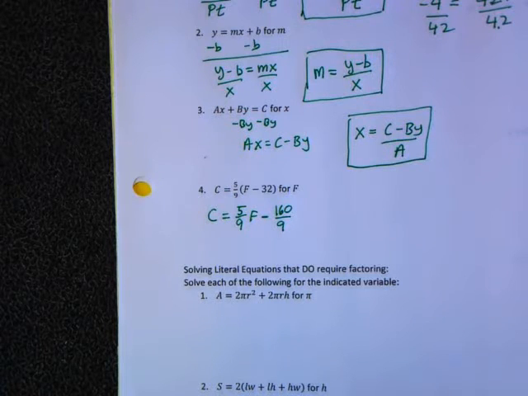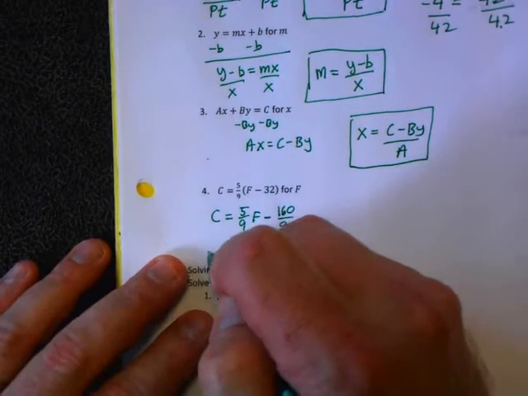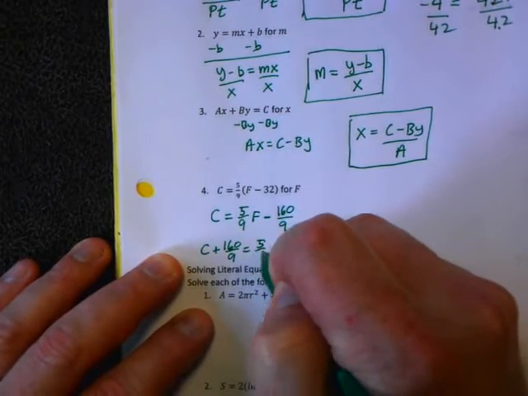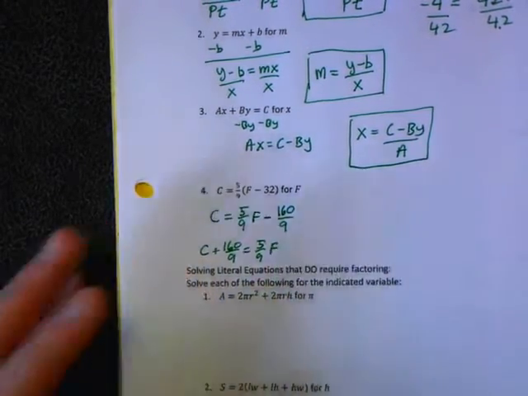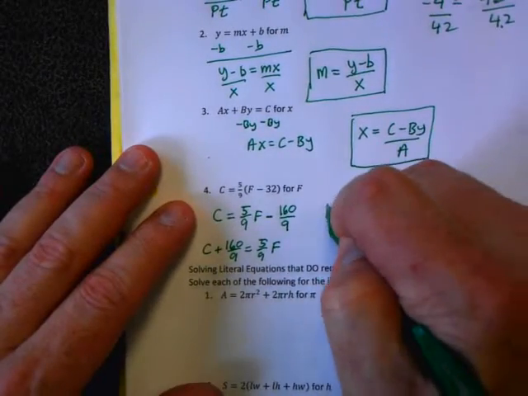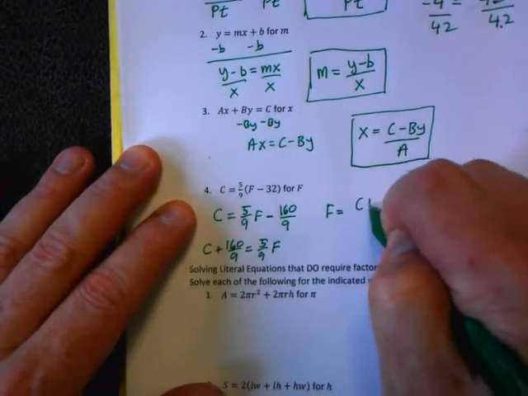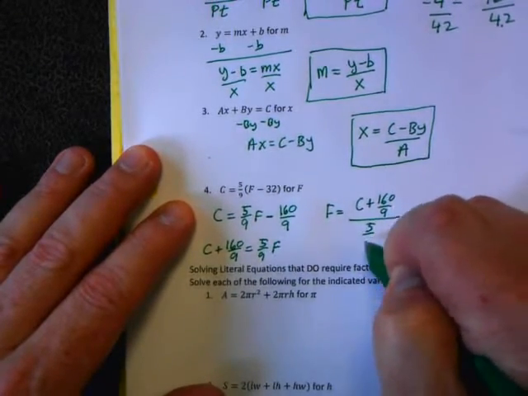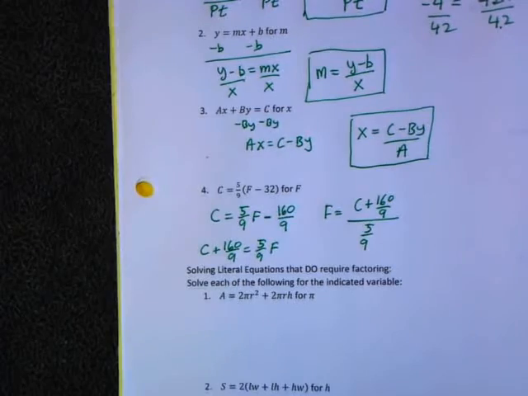And then what do you do to get the C all by itself from there? Add the 160 over 9 to both sides. So C plus 160 over 9 equals 5/9 F. And then finally, to get the F all by itself, divide by 5/9. So F is C plus 160 over 9, and the whole thing is divided by 5/9. And that's a correct answer. I saw people do it that way.